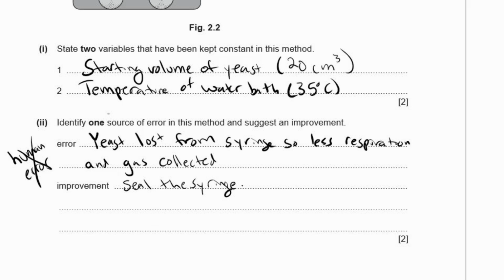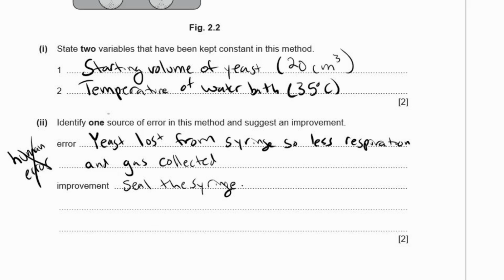Okay, another source of error is that there was no method of maintaining the temperature. Basically, they put it into a beaker of water at 35 degrees Celsius and expected it to stay at 35 degrees Celsius for 25 minutes. That's not going to happen. So either they should put it in a thermostatically controlled water bath, they should heat it with a Bunsen burner with a thermometer in it, or they can just put insulation around it. So it will be more likely to stay at that same temperature.